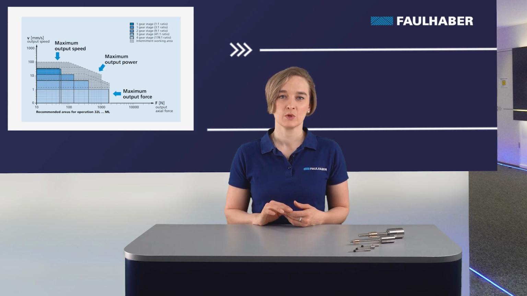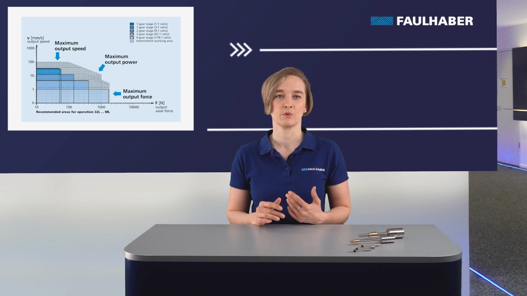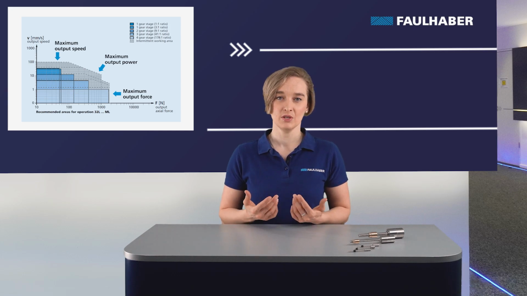The maximum output speed depends on the maximum achievable speed of the gearhead. The maximum output force depends on the maximum gearbox torque. So the output power results from these two values.